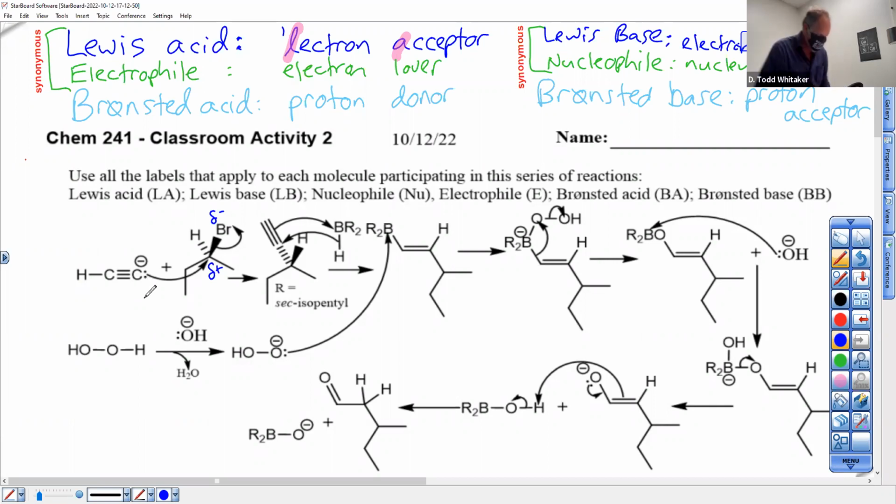Okay. So anytime you write Lewis base, you also write nucleophile. And I like it because it looks like a name. Lubnu. Okay, it doesn't look much like a name, but sounds like a name. And a Lubnu always reacts with something that loves electrons. What do you call that? Something that loves electrons?